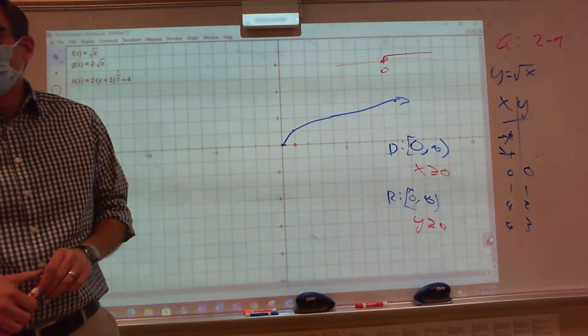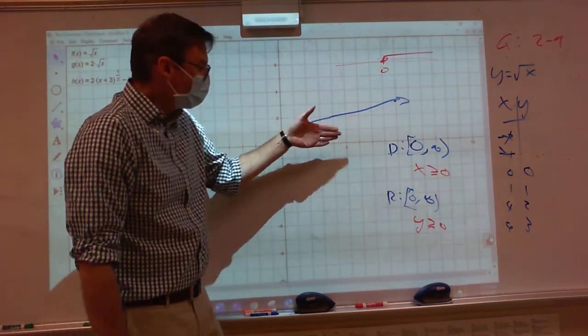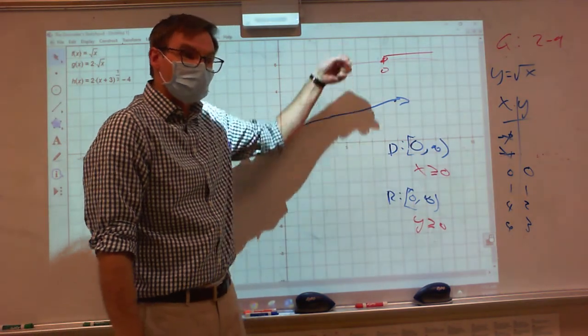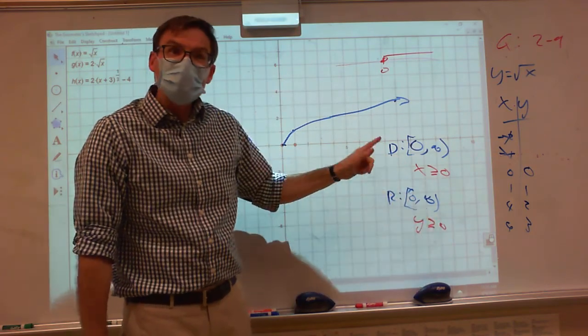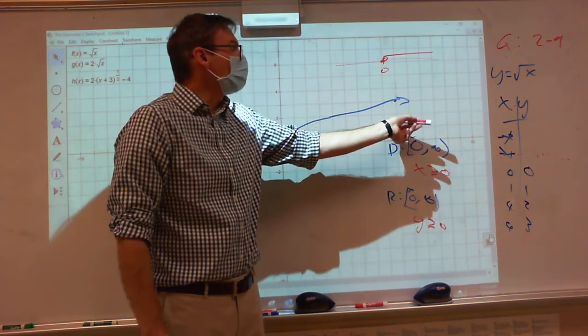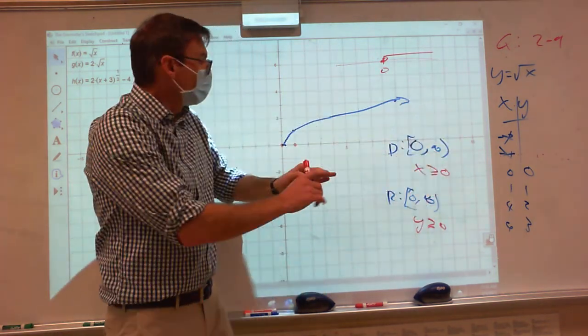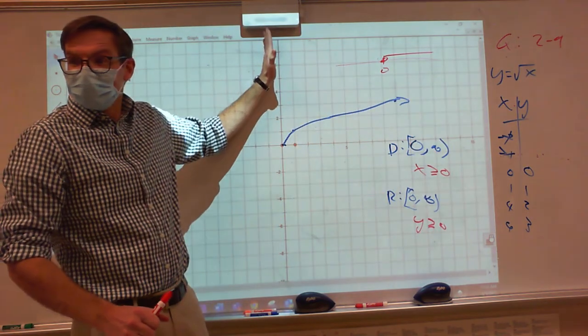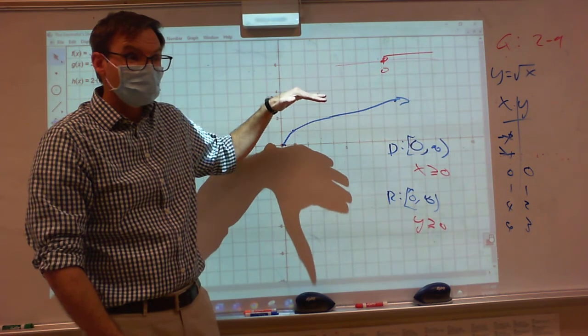I want to make a big deal about why we call it x and why we call it y. Domain is how much of the x-axis you use. You put the flashlight, it's what shadow hits here. Range is how much of the y-axis you use, meaning if I put a flashlight here, the shadow is going to be here. It's going to be the top half of the y-axis.